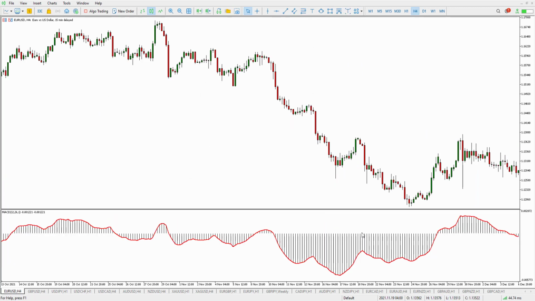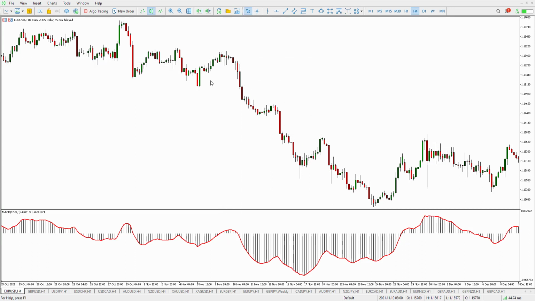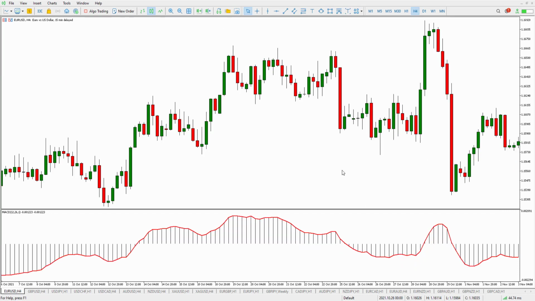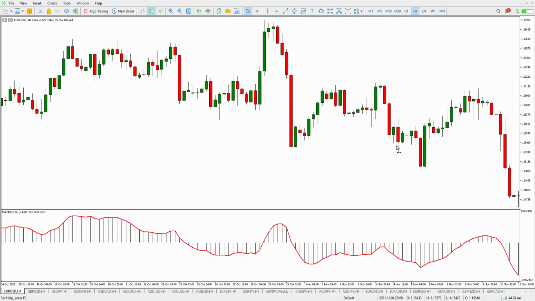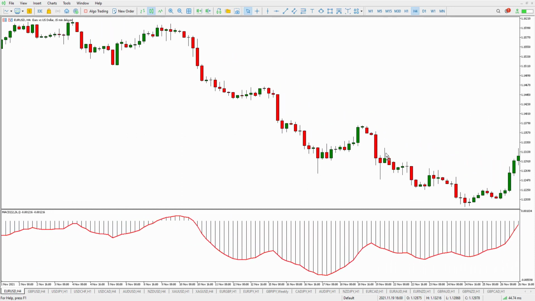This is pretty much what we're looking for, right? So we see that price creates lower highs, lower lows, and normally the indicator follows that. But whenever we've got different values from what we see on the chart and what we see down here on the indicator, that's when we've got a divergency. And what we're going to do now is we're going to look at an example right here.